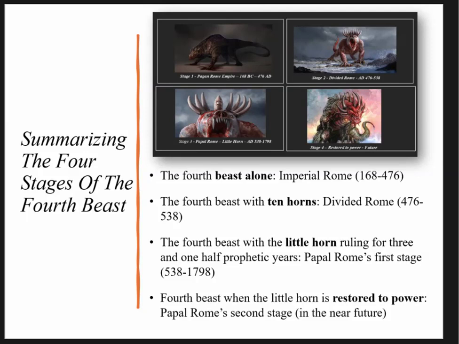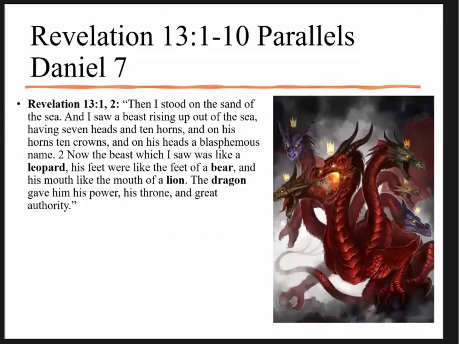The fourth beast is the little horn, ruling for 3.5 prophetic years. This is the papal Rome, stage 1, right? It was from 538 AD to 1798, which was exactly 1,260 years. Then we have a future one, the fourth beast, when the little horn is restored to power, right? This is the second stage, which is in the future. It's not happening now.